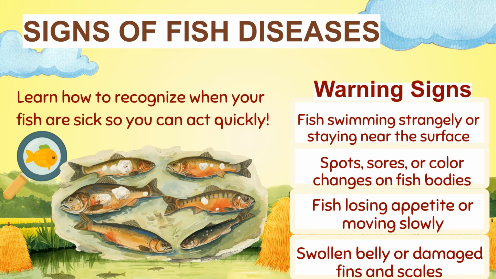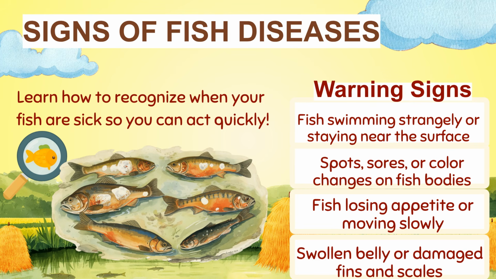Third, observe its feeding behavior. A sick fish may lose its appetite or stop eating normally. Fourth, look for physical changes. The fish may have a swollen belly, damaged fins, or damaged scales. Remember these important warning signs: strange swimming, spots or sores, loss of appetite, and damaged or swollen body parts.